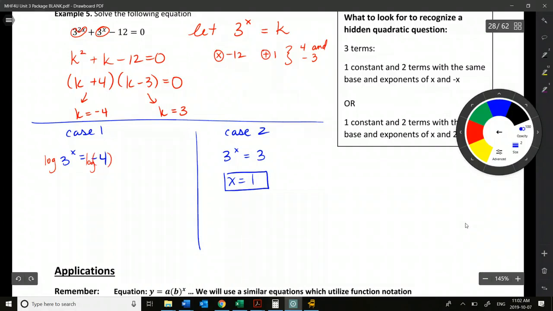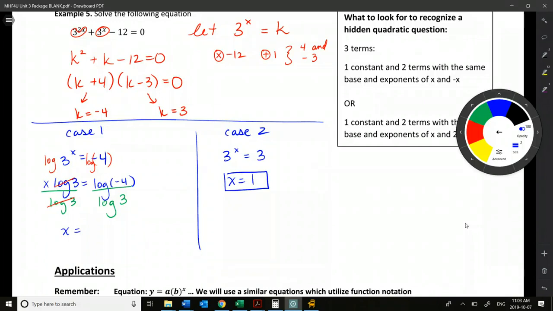Okay, so we'll log both sides here. We can divide out the log of 3. And you should be wondering to yourself right now, or once you sub it into your calculator, why am I getting a math error here? Because it can't have a logarithm of a negative number. Okay, no logs of negative numbers. As soon as you see the log of negative 4, this is not possible.